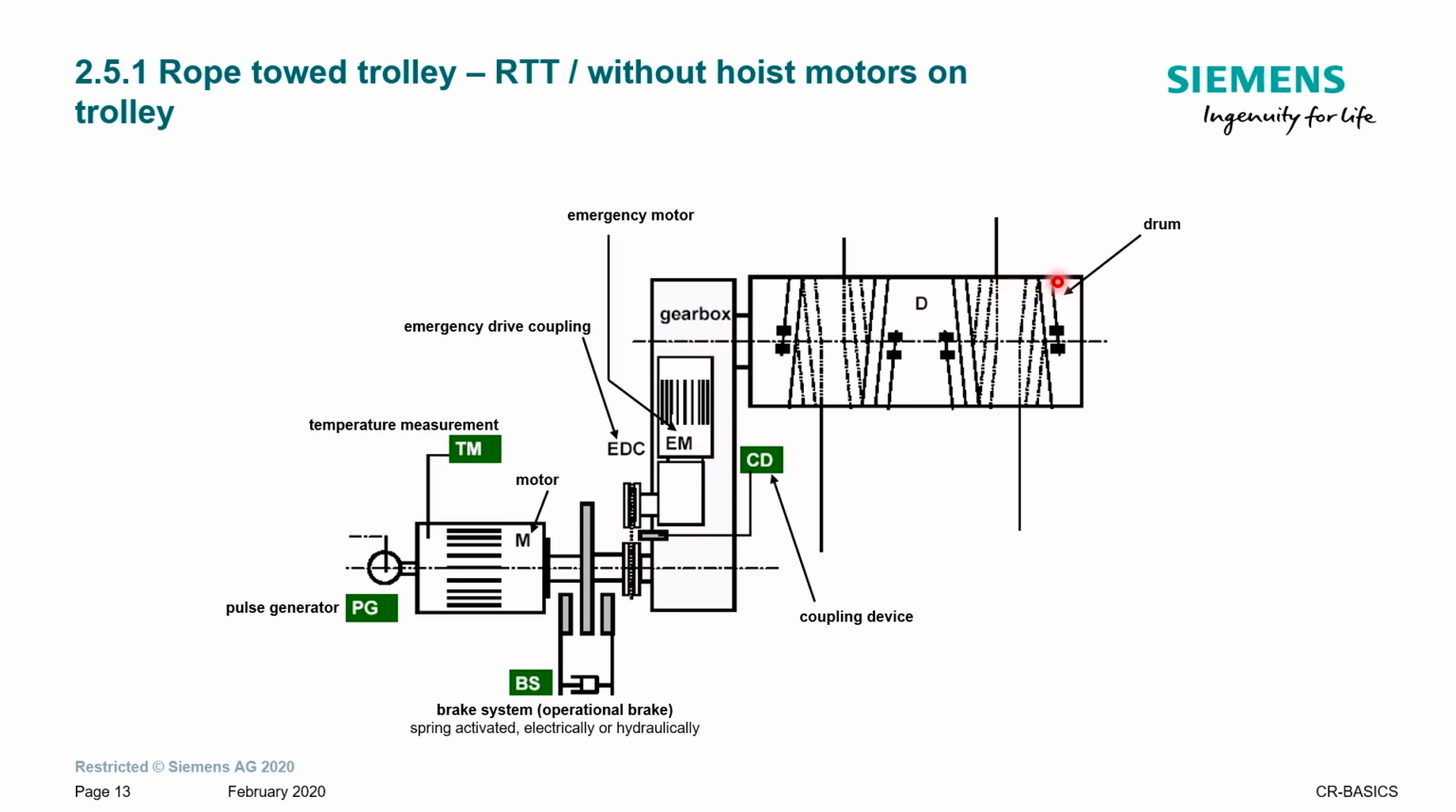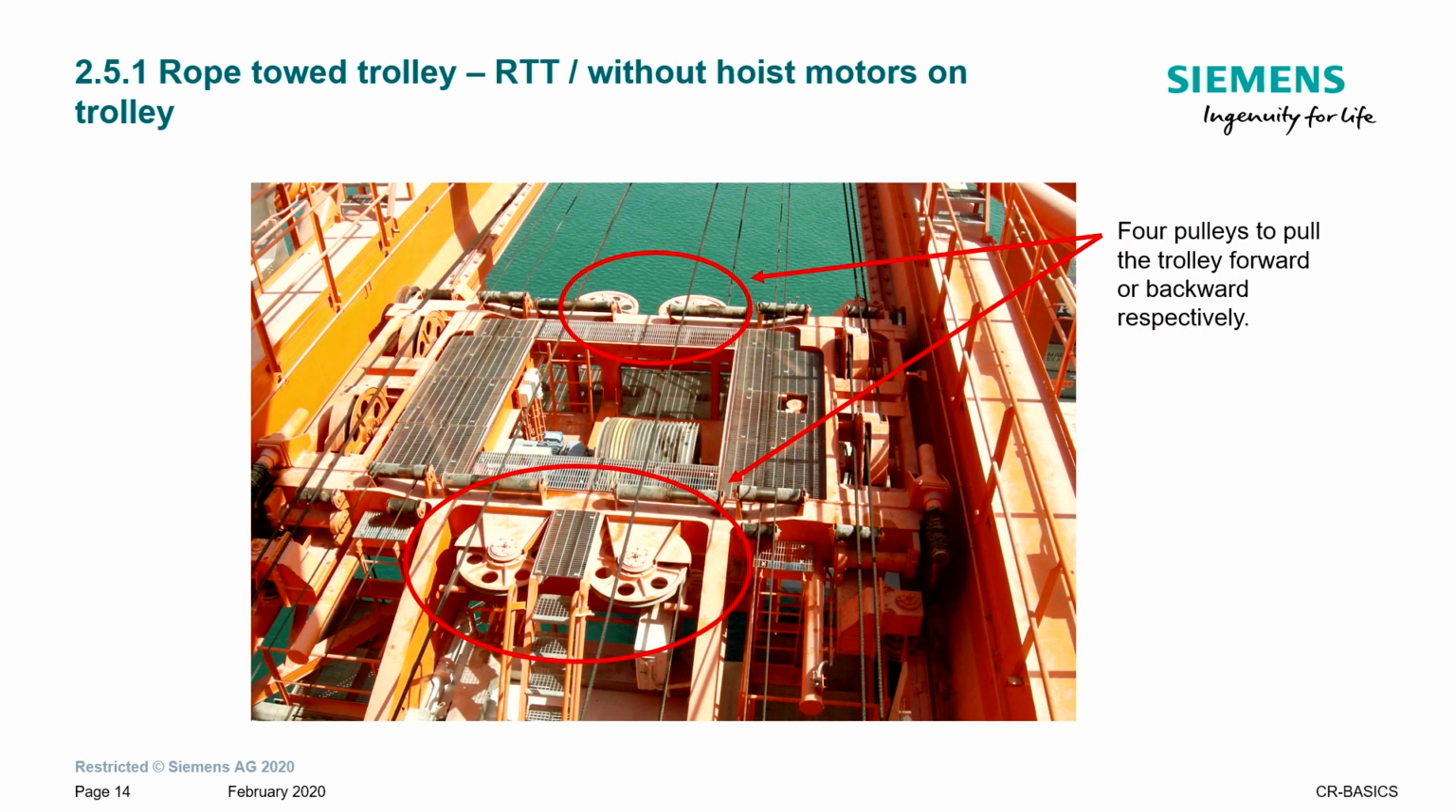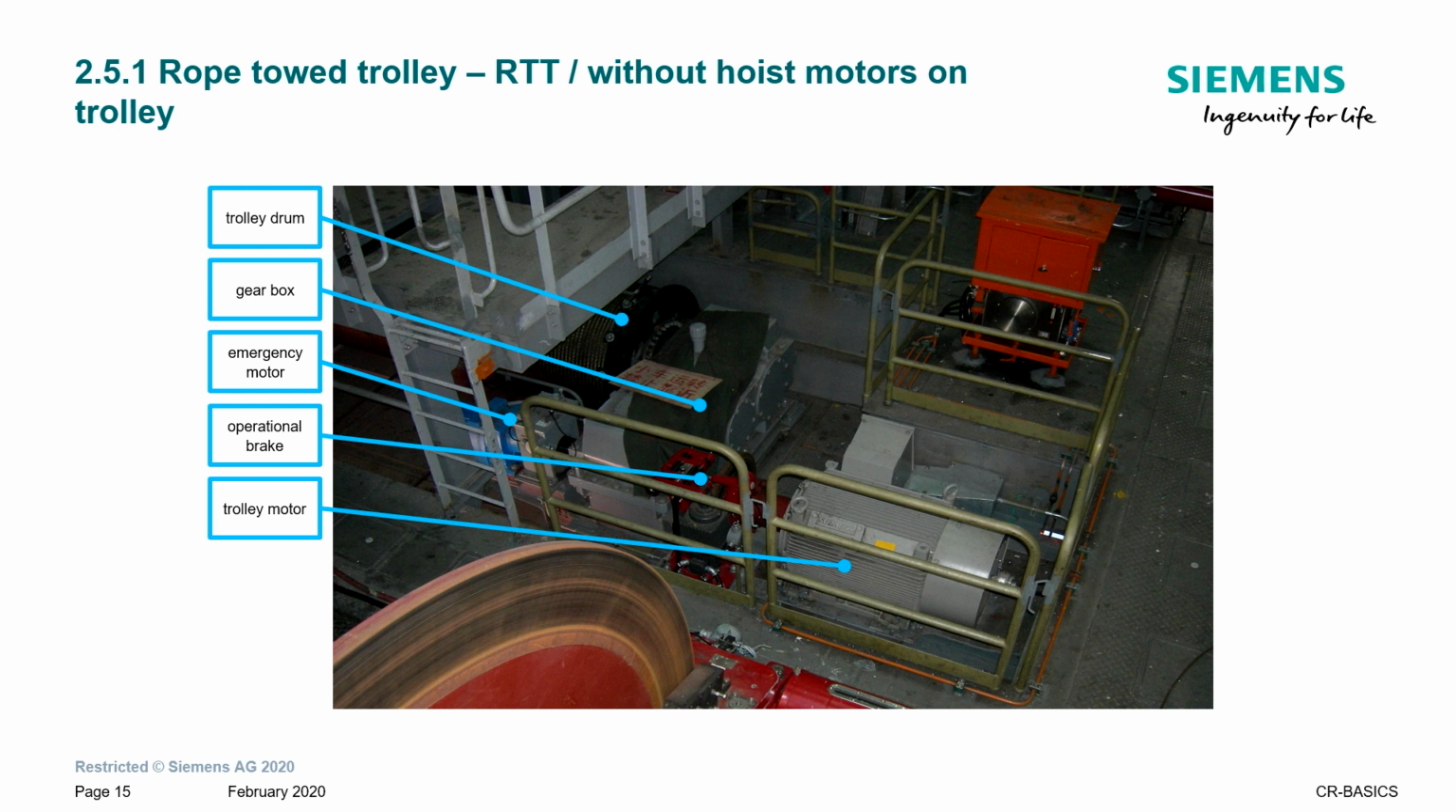The gearbox with here the emergency motor on top, flanged here connection via a chain. And then the drum. How does this look in real life? Here a picture out of a key crane, an STS crane, ship to shore crane. You see here again the 4 pulleys to pull the trolley forward and backward. And you also see here the machinery in the machinery house with the trolley drum, the gearbox, here the small emergency motor, the operational brake, and the big one, the trolley motor.